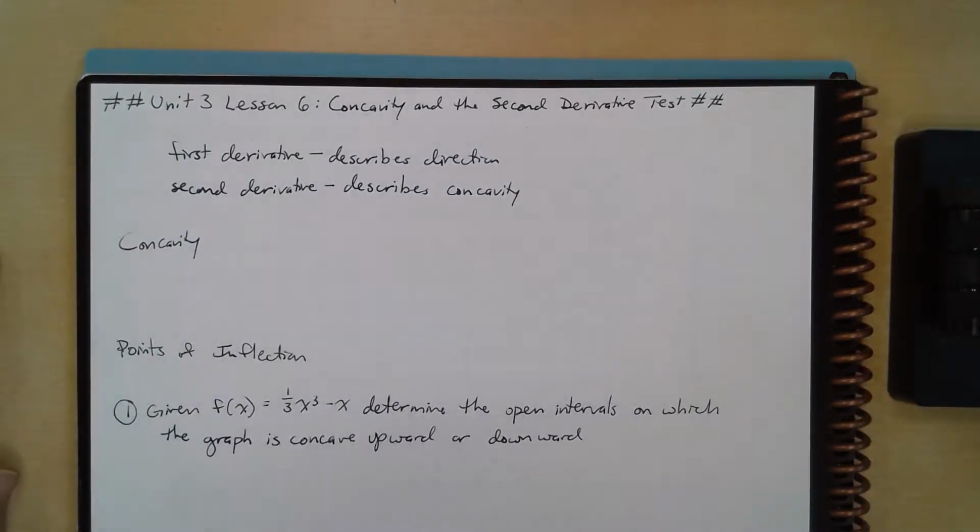Welcome back. Okay, so last time we talked about the first derivative, which describes direction, but now we're going to talk about the second derivative, and the second derivative actually describes concavity. Well, what is concavity? Concavity is just kind of the direction that a function is curving, up or down.